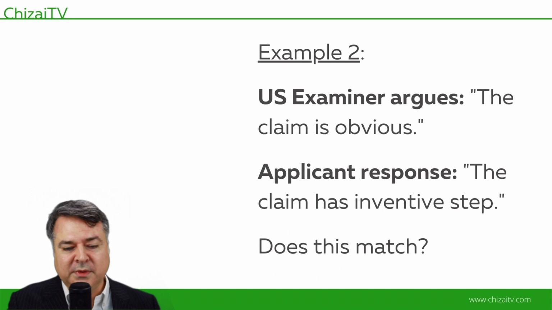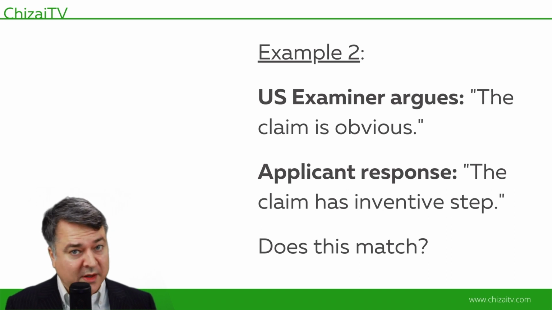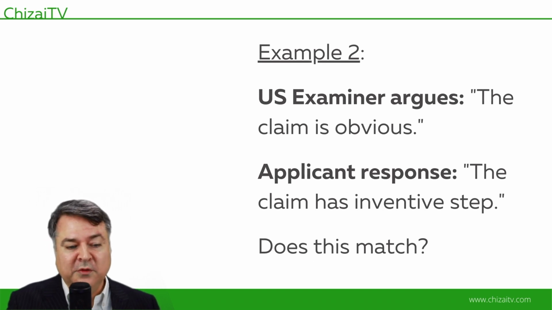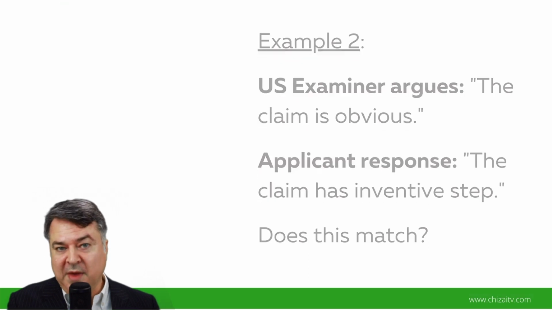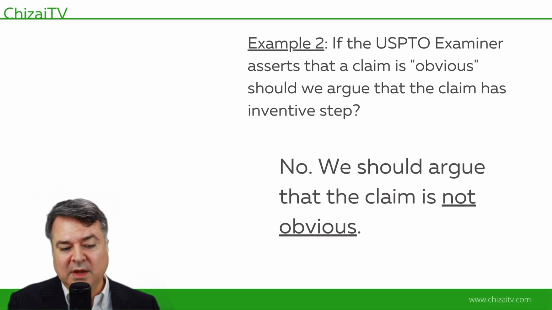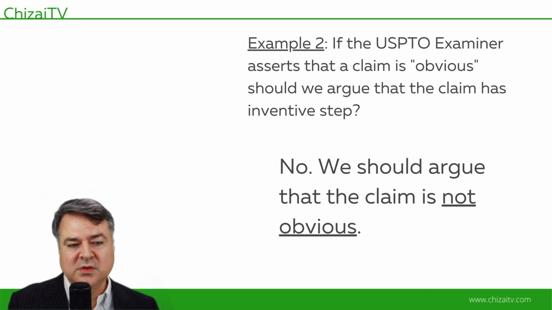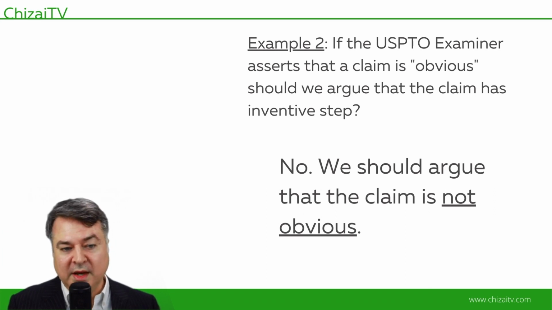So here's another example. It's basically the same as the first, but I reversed it. So if the US examiner argues the claim is obvious, the applicant response is the claim has inventive step. Does this match? And the answer is no. It doesn't match. So we should argue that the claim is not obvious because the examiner is saying it is obvious. So we have to use the arguments that are related to obviousness for our US application.